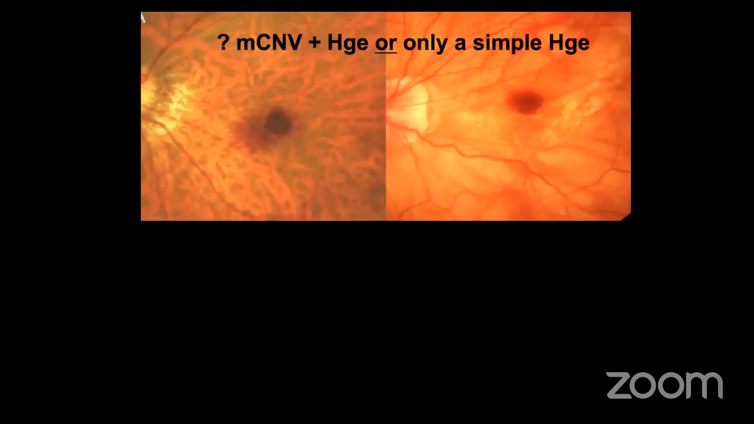However, in clinical practice, sometimes it's very difficult to differentiate between myopic CNV with hemorrhage, or just a simple hemorrhage. As you know, like in these two cases, sometimes we see this hemorrhage within the fovea, which could be due to just a simple hemorrhage associated with lacquer cracks, or could be a hemorrhage originating from the CNV.